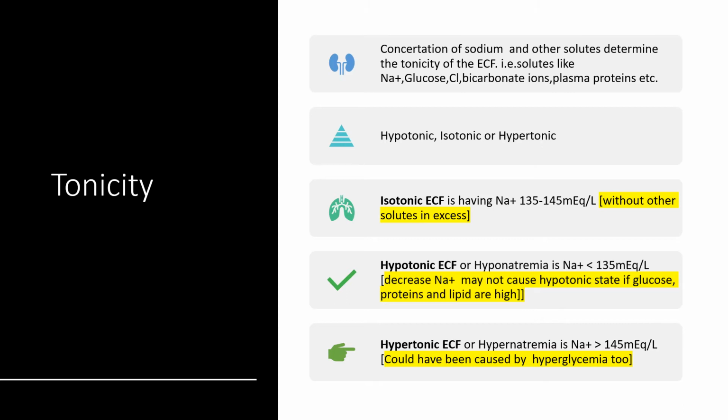That will be for another day. As a matter of fact, some literature will give you anything greater than 147 milliequivalent per liter. But we all know, once it is greater than 145, then we have the concern. But that is not our goal for today. The goal for today is anything less than 135 milliequivalent per liter, and we want to achieve the isotonic state of 135 to 145 milliequivalent per liter.